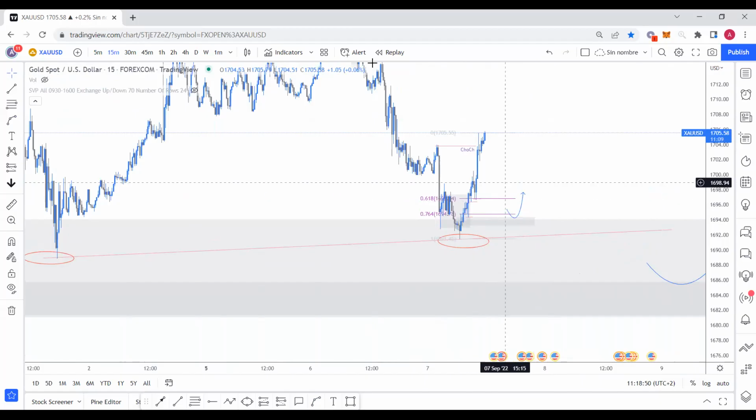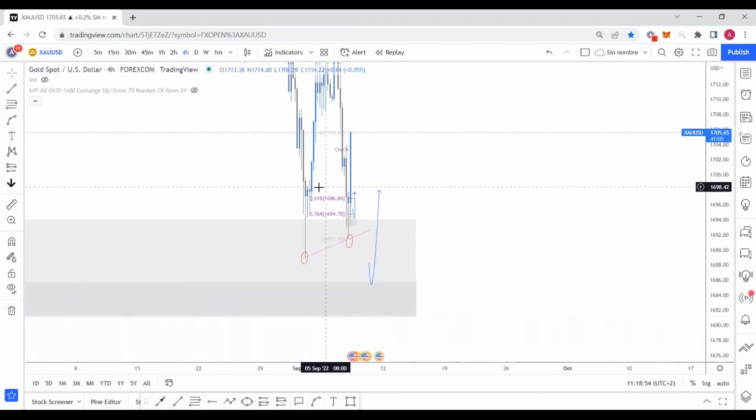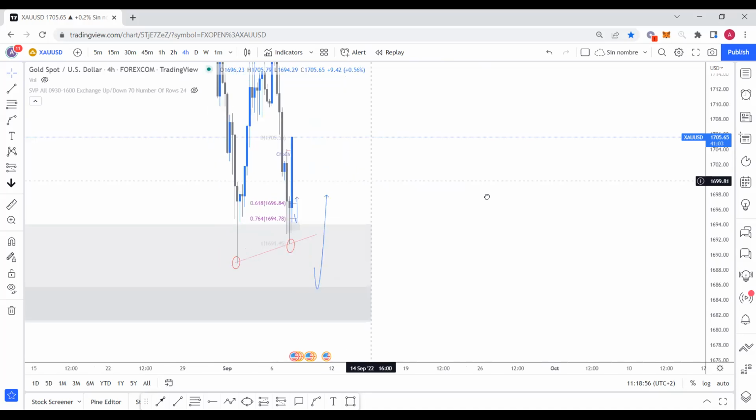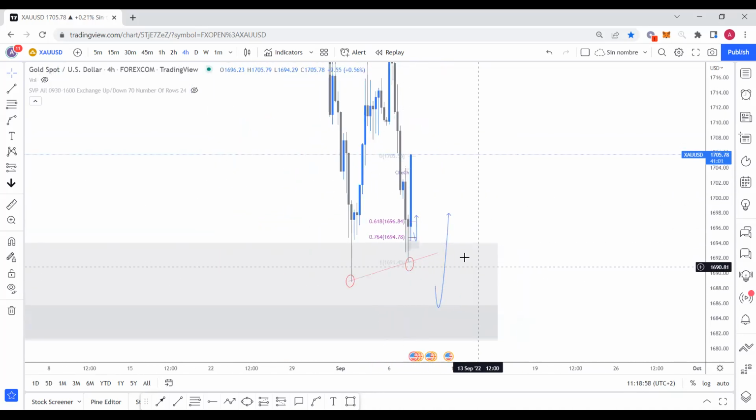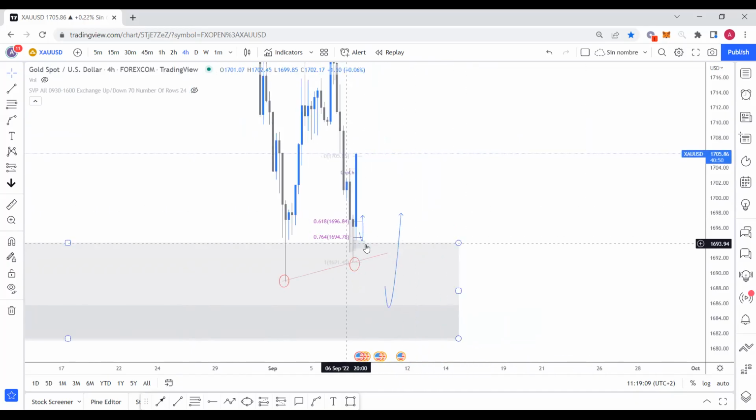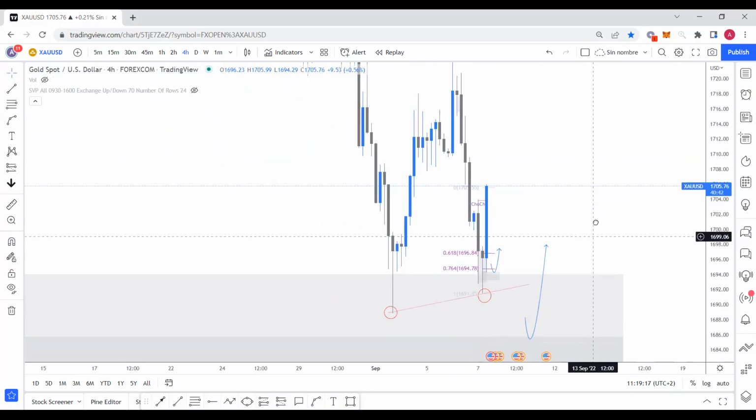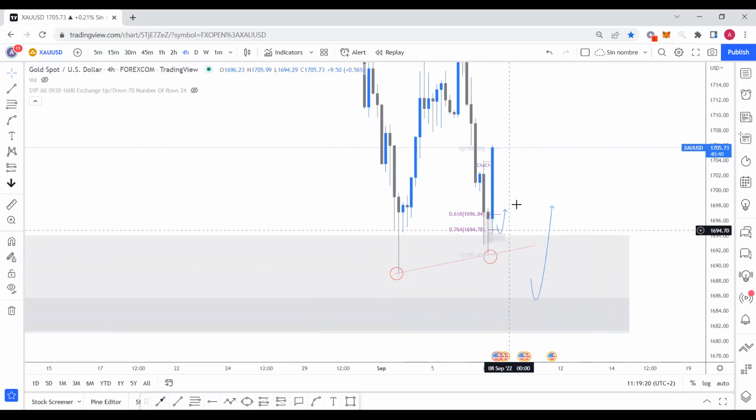This could be a nice entry in case price wants to respect the 4-hour double bottom it is creating here on the demand zone, okay? On the 4-hour demand zone, price is creating a very nice double bottom, okay? But if there's nice volume in the market, we could see some very nice moves to the upside from this zone right here. If not, we could see some nice moves, okay?